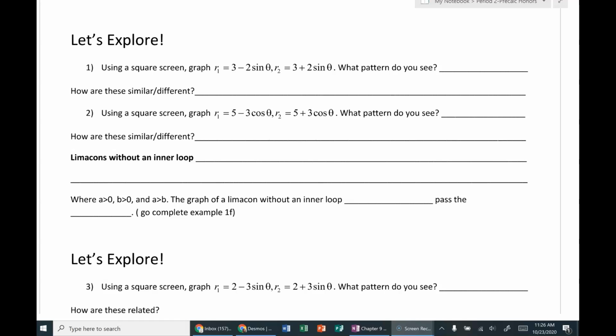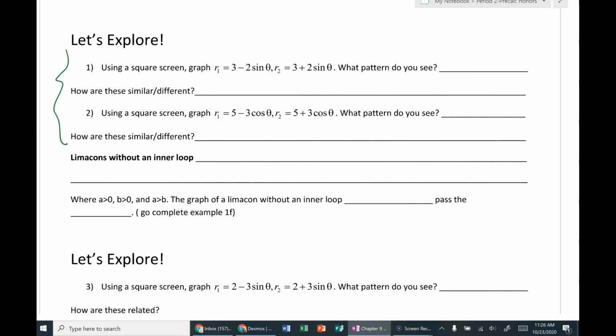That we just got done with the cardioid shape. Go ahead and try this. Try these out on your calculator or on Desmos and fill out the information. Once you're done, you can hit unpause and fill out the limacon without an inner loop definition.